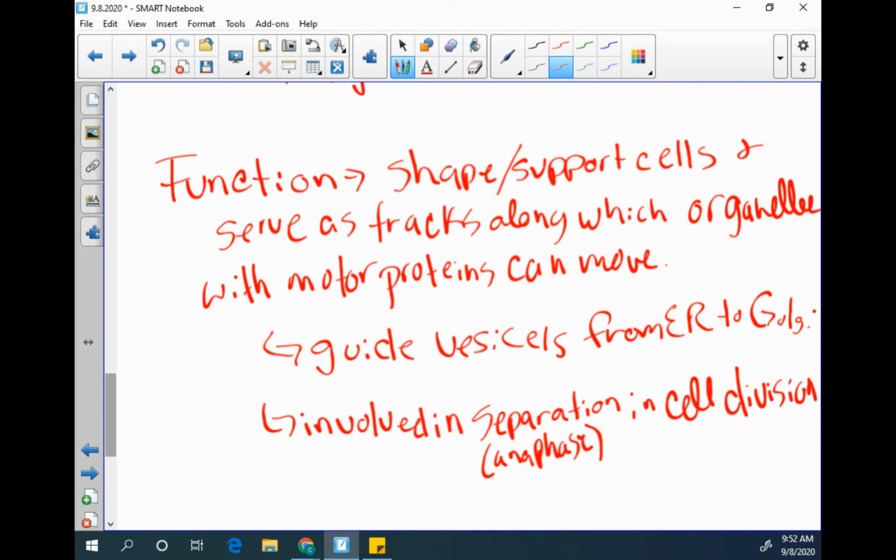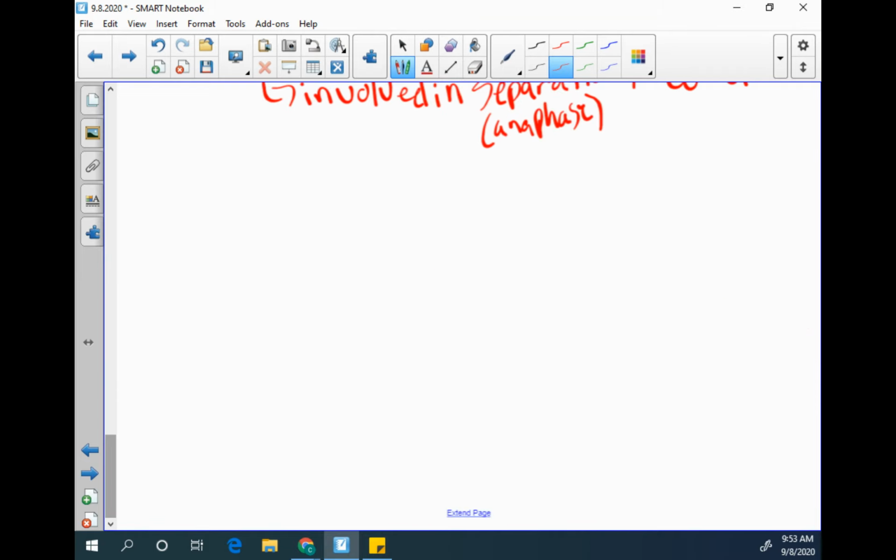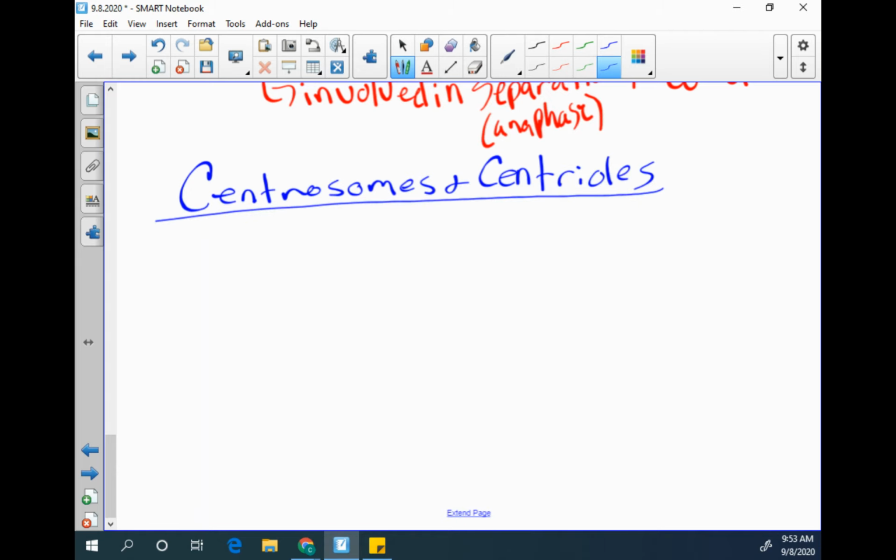So far, so good? Cool. There are two specific types of microtubules that I'm going to talk about. The first being centrosomes and centrioles. These are in animal cells.